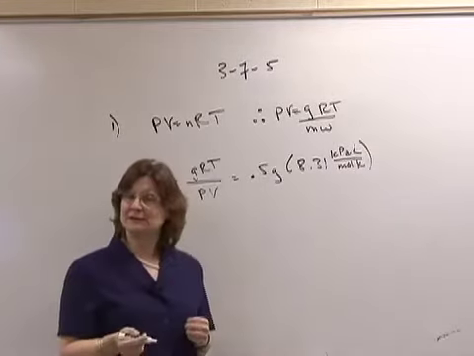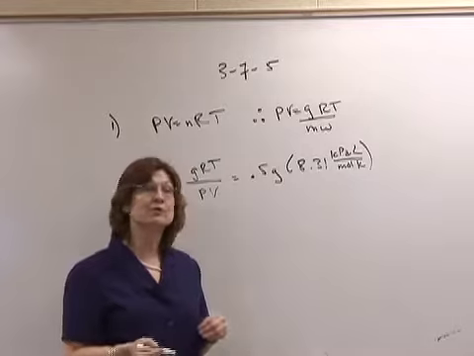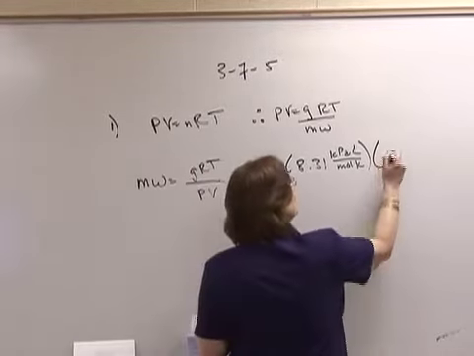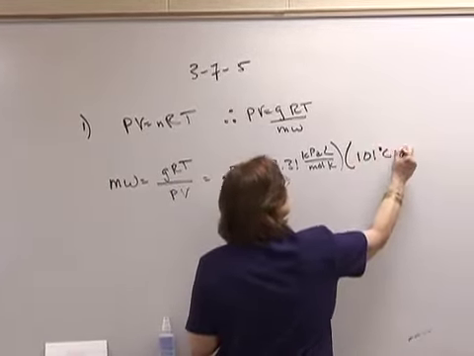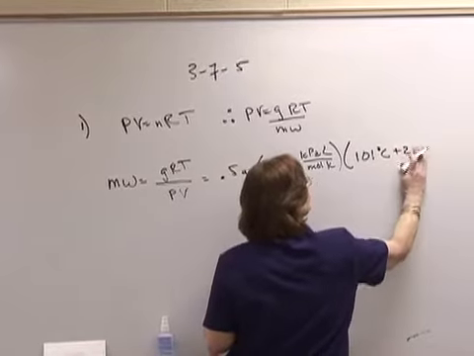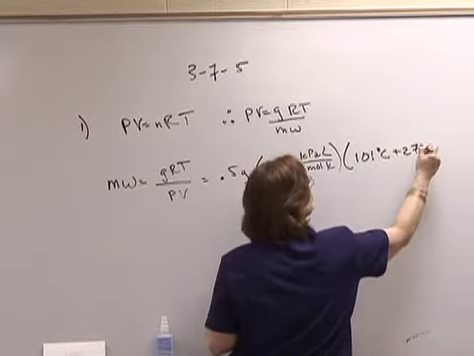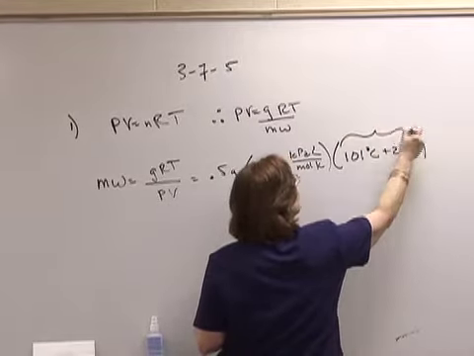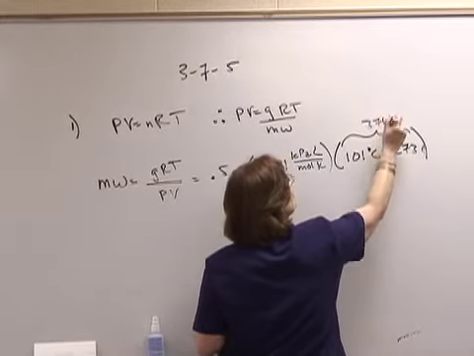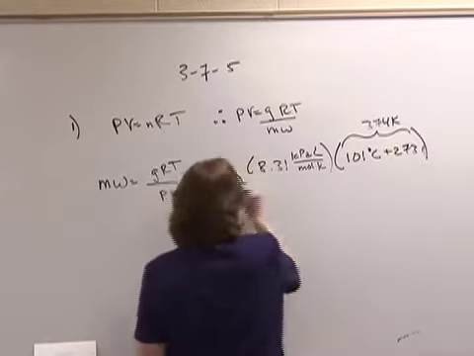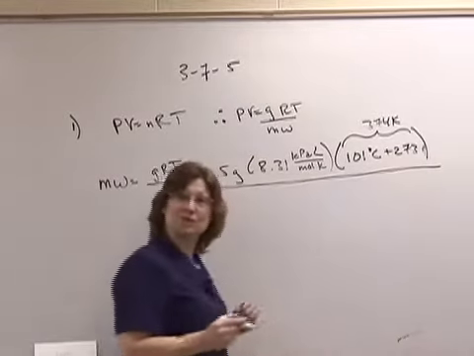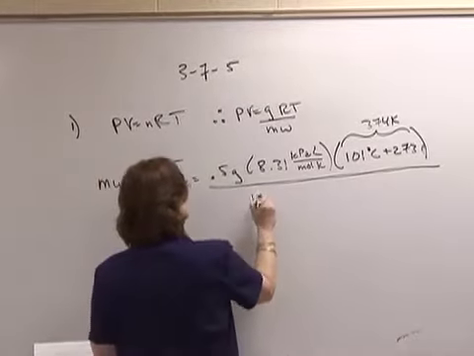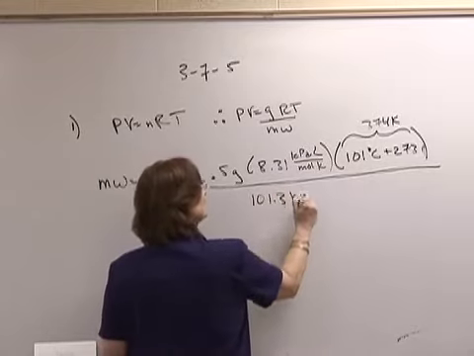And I'm given a temperature of 101 degrees Celsius, and that must be changed to Kelvin, and then that would be 374 Kelvin. And the pressure given in the problem is 101.3 kPa.